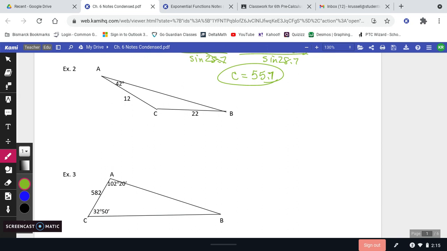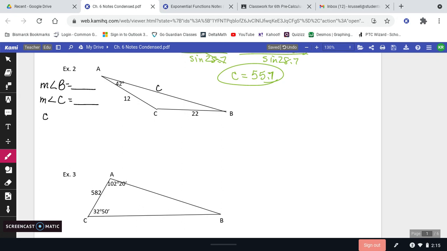Okay, example 2. Again, we're solving, so we do not know the measure of angle B or the measure of angle C this time. So measure of angle B we need to find, measure of angle C we need to find, and we do not have side C, so we're going to need to find side C. Same thing, you're going to want to find an angle measure and its side to use as your first ratio. So I know angle A and I know side A. So I'm going to go 22 over the sine of 42 degrees.